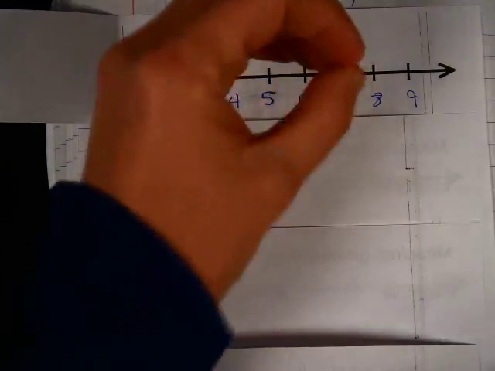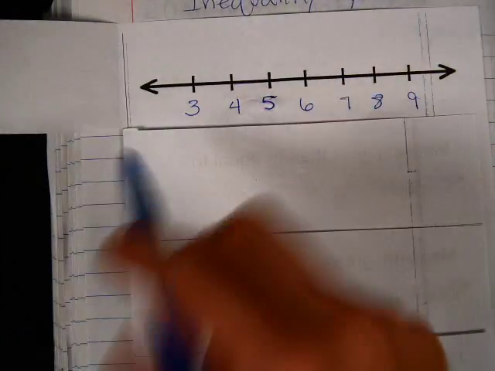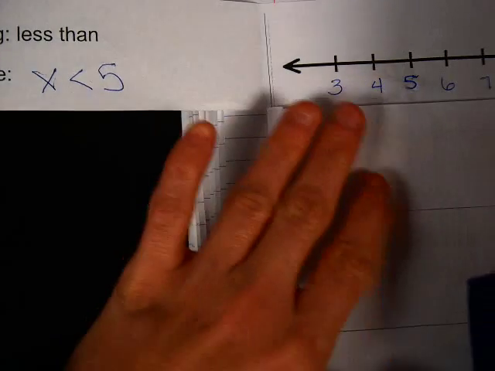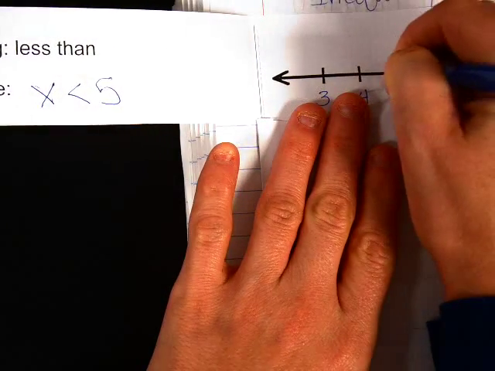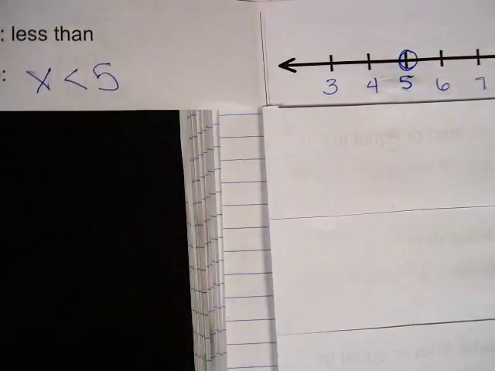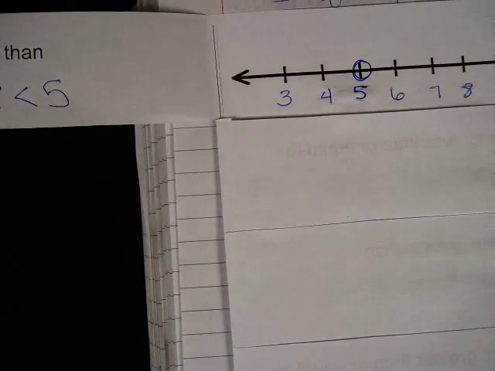Now, the less than symbol is an open circle because if it is less than 5, it has to be everything smaller than 5, but it can't be 5. It has to be everything that's less, not including 5. So this is going to be an open circle. So you do a big open circle at 5.